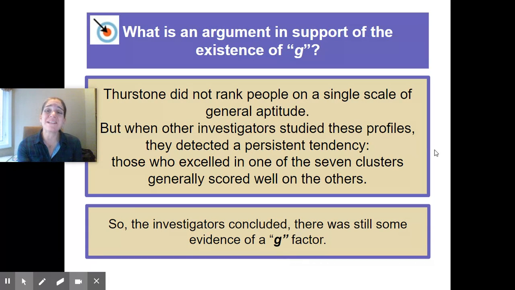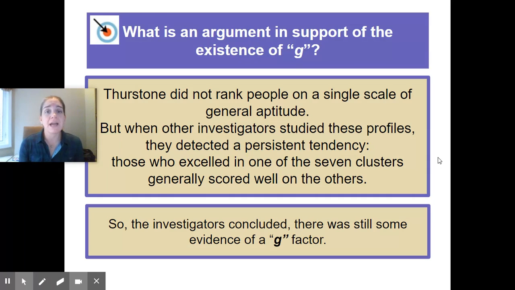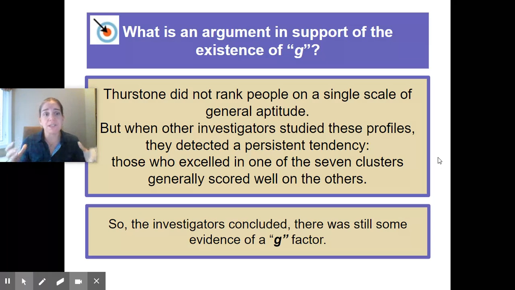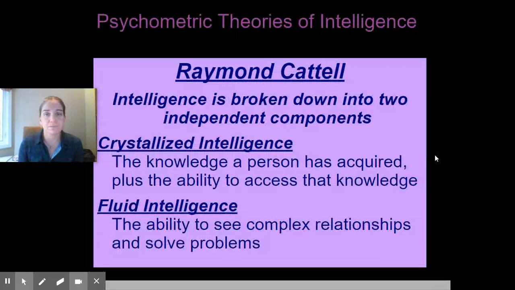But that being said, there are arguments in support of the existence of g. Okay, because as I said, when you look at how these things cluster together, there's this tendency for people who excel in one type of task to excel in multiple types of tasks. Okay, so when people investigated Thurstone's primary abilities, they saw that people were really good at both, let's say, inductive reasoning and memory. It wasn't like one versus the other. So that kind of supports g in a way.